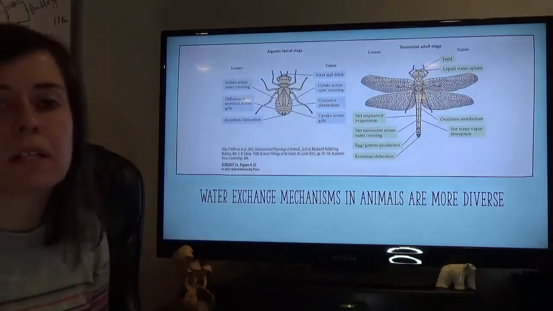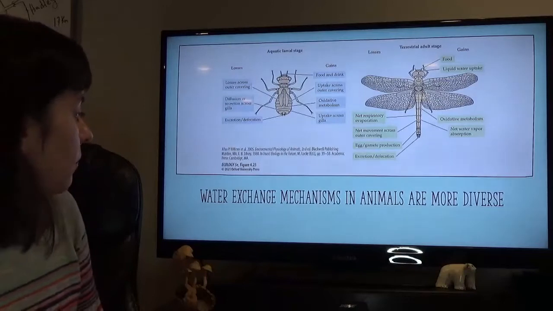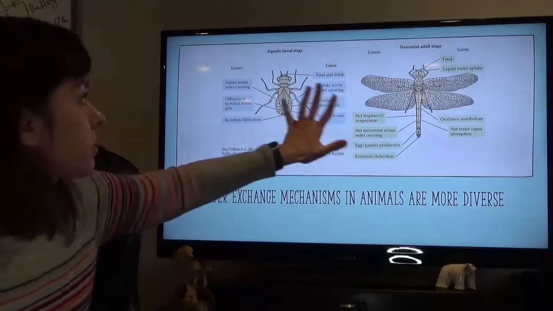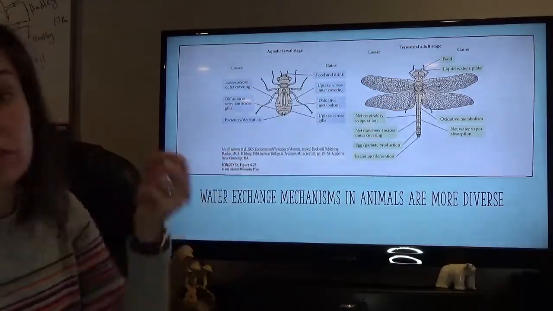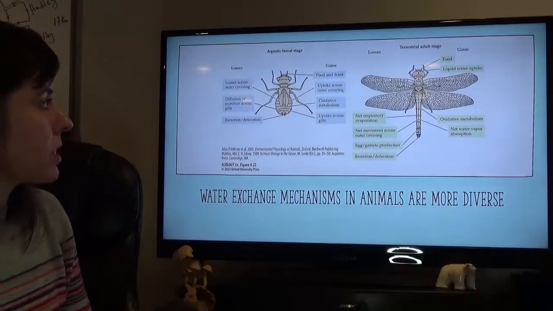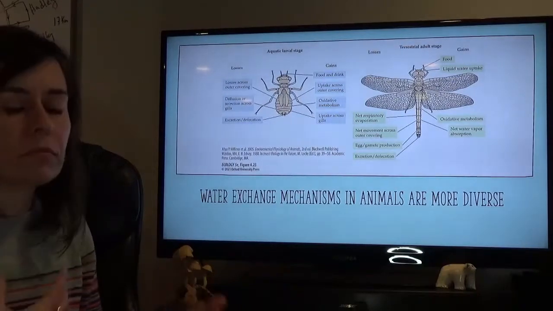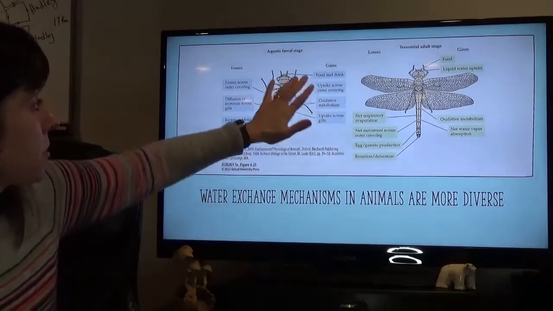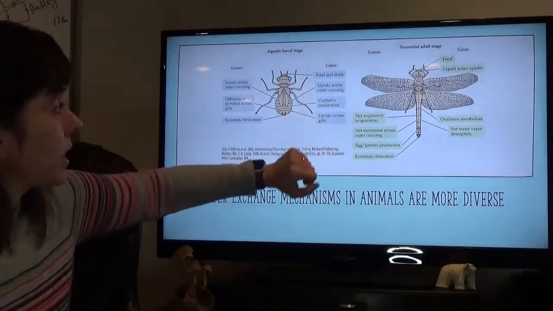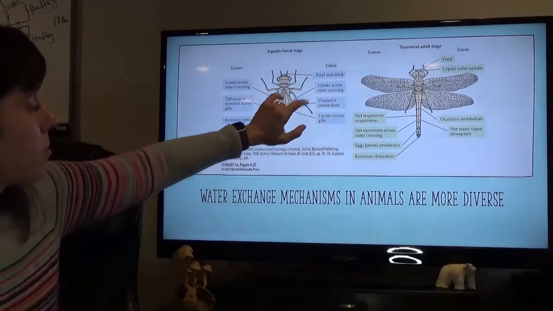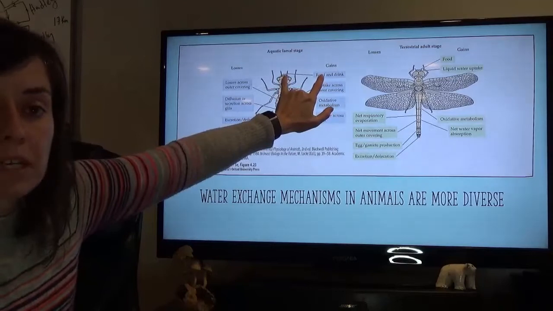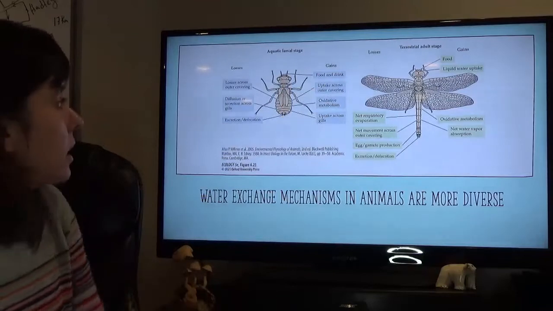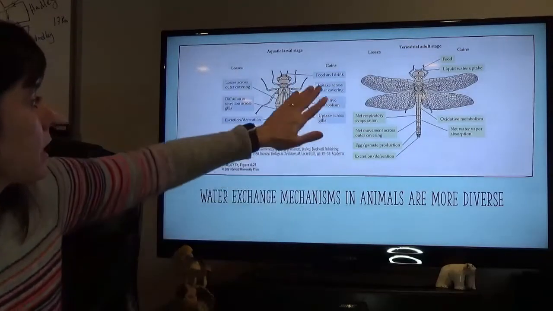So there are some additional mechanisms of water exchange in animals. This is just a diagram that shows an aquatic larval stage and a terrestrial larval stage for a dragonfly. But there are similar processes for these organisms that happen in many terrestrial organisms. So we can think about losses of water and gains of water. A key way that all animals gain water is through food and drink, so consuming water, consuming food.